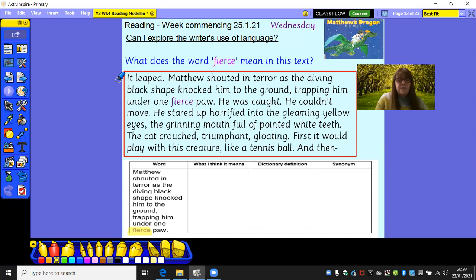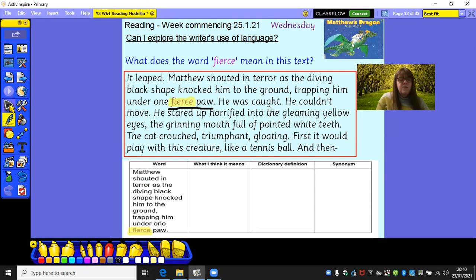Right, so did you find the word fierce in the text? It was in the second sentence, wasn't it? It's in the third line. Here it is, here, fierce. Okay, what is the word fierce describing? It's describing a fierce paw.